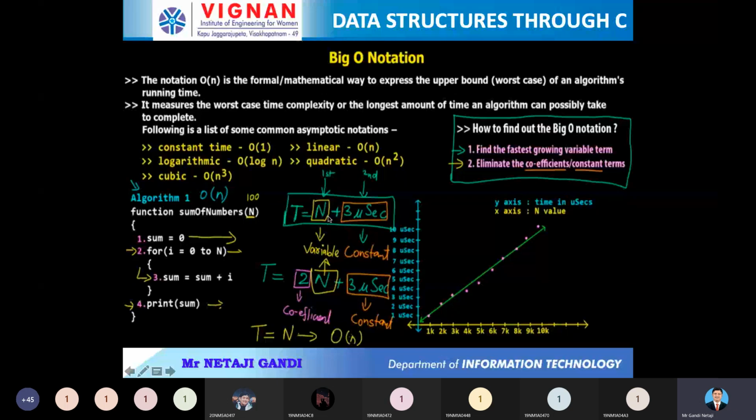Coming to this equation, T is equal to 2n plus 3 microseconds. 2 is a coefficient. So what is the second step to calculate the big O notation? Eliminate the coefficients and constant terms. So 2 can be removed and 3 microseconds can be removed. Then the remaining is n. So that's why you can calculate the notation as big O of n.